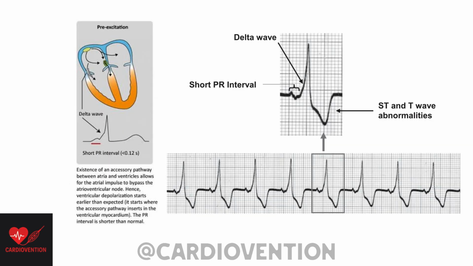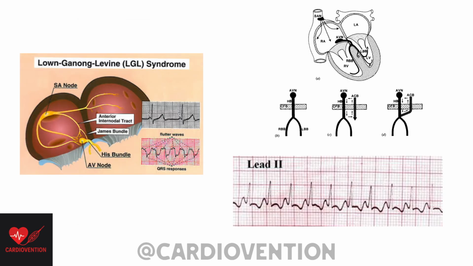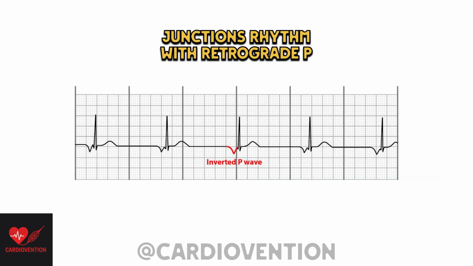A short PR interval less than 120 milliseconds may indicate Wolff-Parkinson-White syndrome, where there's pre-excitation via an accessory pathway. You will see a short PR, delta wave, and a widened QRS complex. Or Lown-Ganong-Levine syndrome, which shows a short PR with a normal QRS and no delta waves. Short PR may also be seen in junctional rhythms.